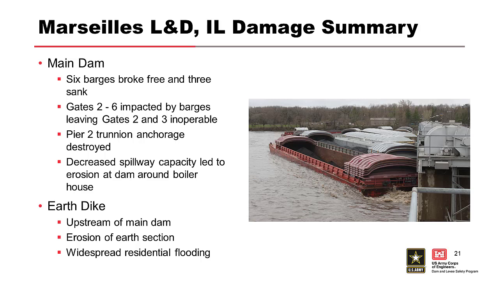So this slide summarizes the incident and shows a photo of the runaway barges where they impacted the spillway. Six barges broke free, three sank, impacting five gates and leaving two gates inoperable. The trunnion anchorage on one of the piers was destroyed, as the previous slide indicated, and the decreased spillway capacity led to erosion at the dam around a boiler house, but it also overtopped an upstream dike, flooding a residential community.